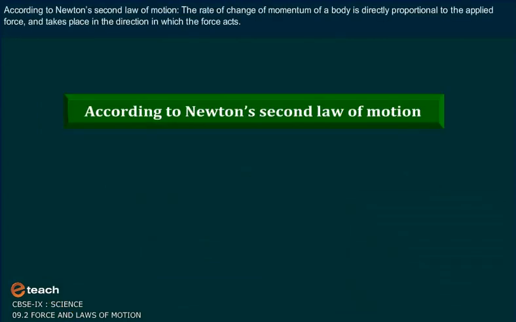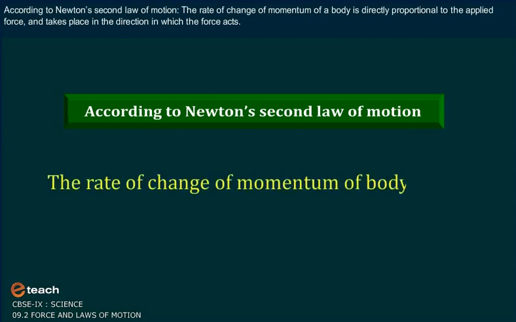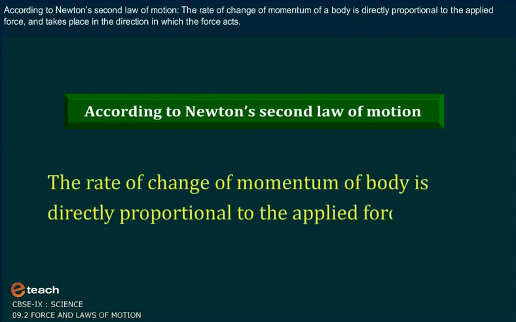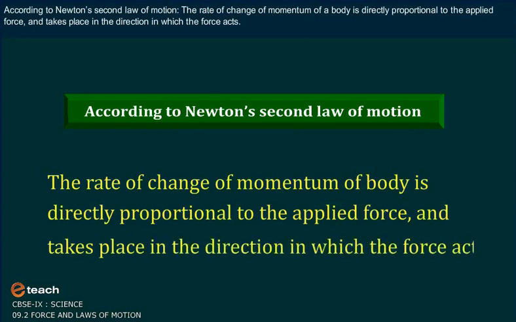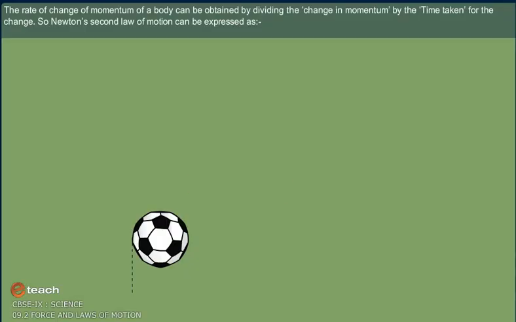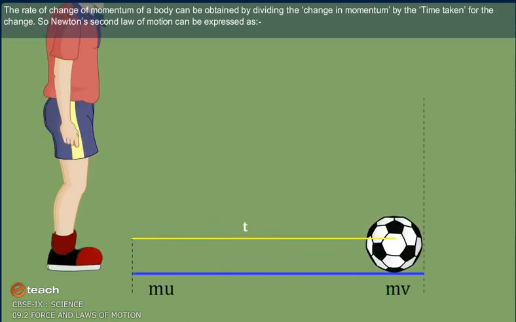According to Newton's second law of motion, the rate of change of momentum of a body is directly proportional to the applied force and takes place in the direction in which the force acts. The rate of change of momentum of a body can be obtained by dividing the change in momentum by the time taken for change. So, Newton's second law of motion can be expressed as.